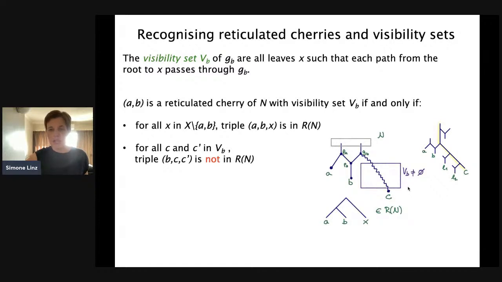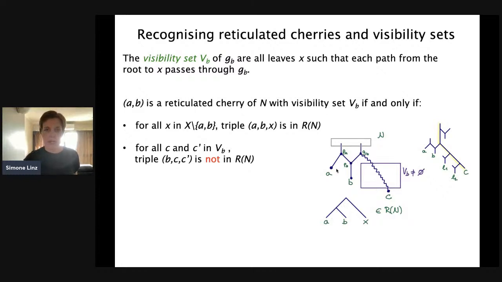So for example, this immediately means that B is not in the visibility set because you can go from the root to B and use this edge. And in this case, we do not pass through GB. So B is not in the visibility set of GB. And similarly, A is also not in the visibility set of GB. We can guarantee that the visibility set is never empty. So there is always at least one element in the visibility set, and that in some sense falls out of the normal definition of a network.